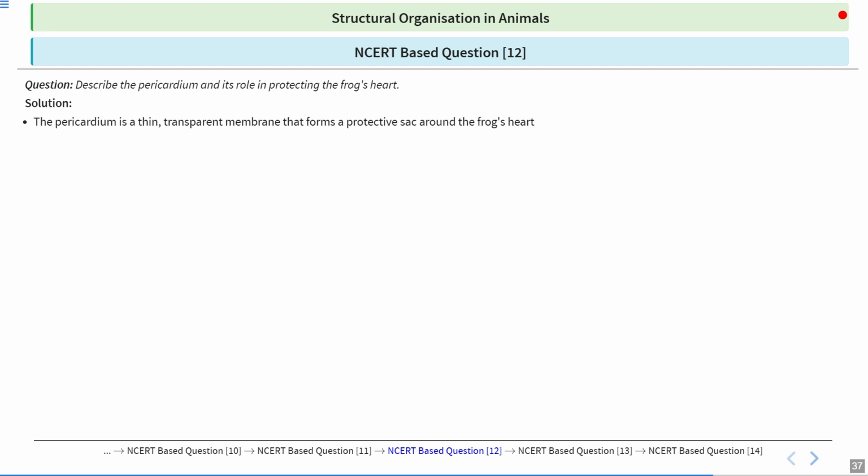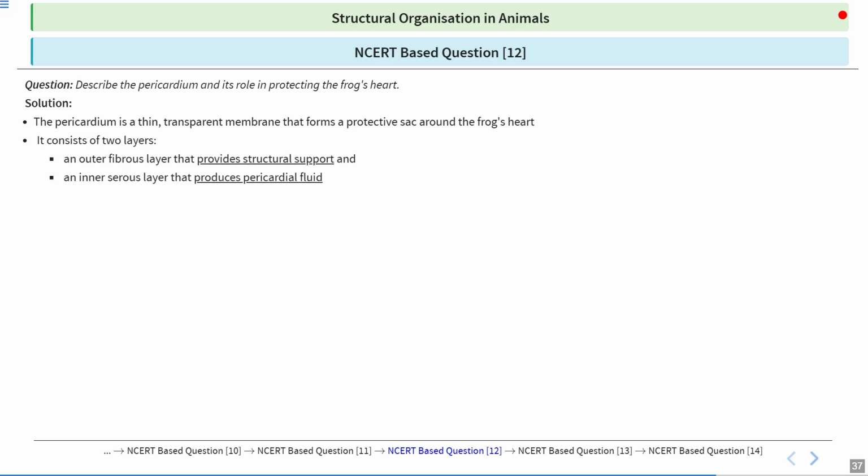And you can see there is a wall of the heart and there is a membrane. In between the wall of the heart and this pericardial membrane, there is a fluid filled. That fluid is called pericardial fluid, right? So it consists of two layers. The outer fibrous layer, we are talking about this pericardial membrane. An outer fibrous layer that provides structural support, and an inner serous layer that provides pericardial fluid. So pericardial fluid is made by this serous layer only.